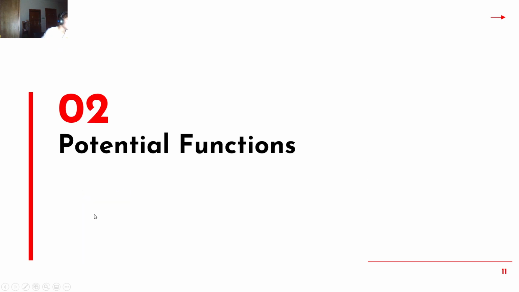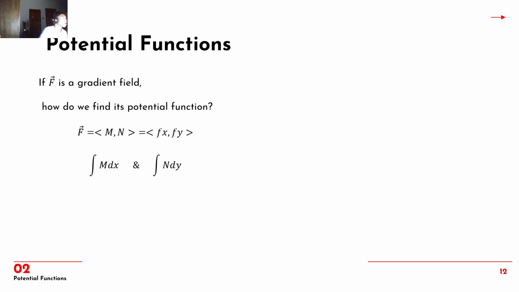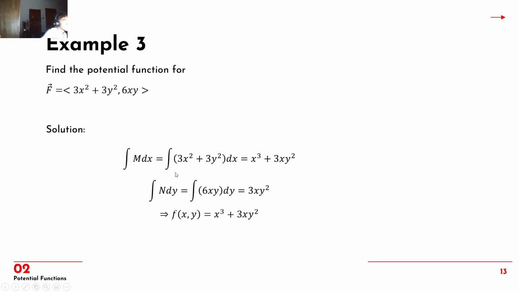So moving on to potential function. If vector F is a gradient field, how do we find its potential function? So if vector F equal to M and N, that means it will be equal to fx and fy, by doing the integration of M dx and integration of N dy.